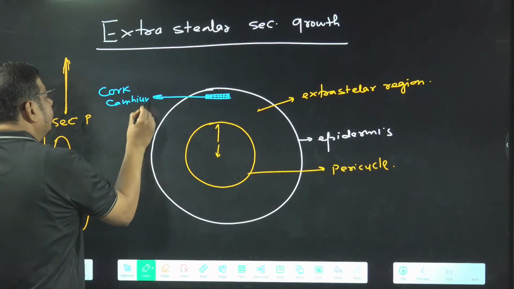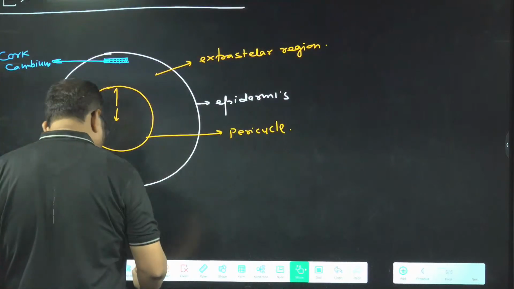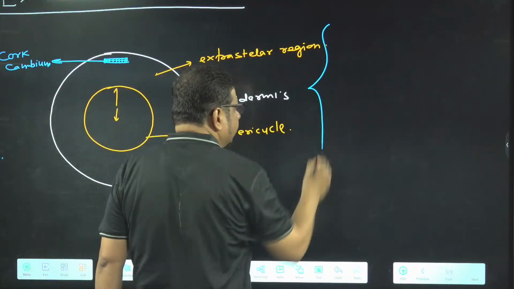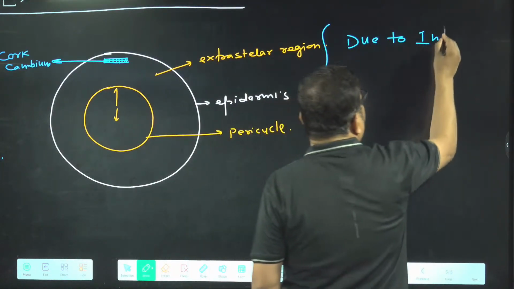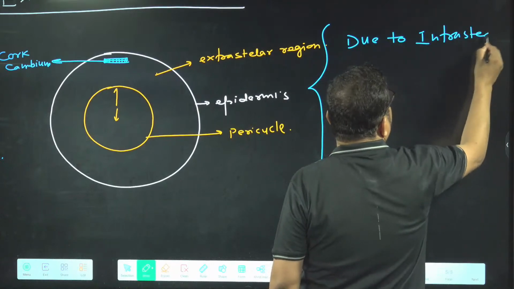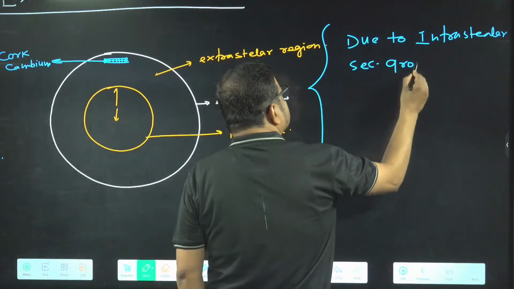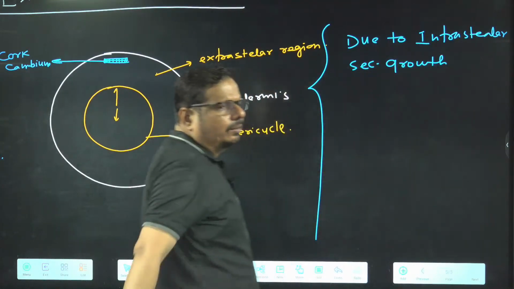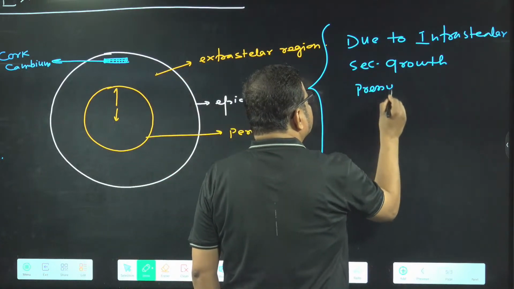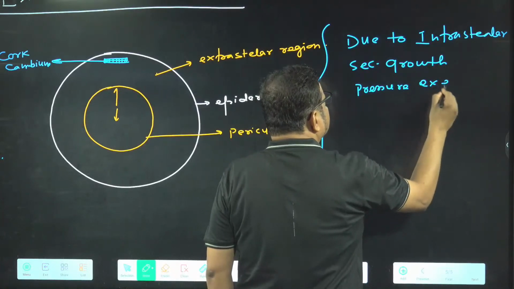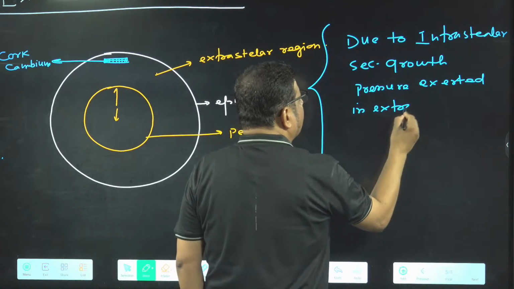So let me write it. Right, so you get a better picture. What I am writing here: due to intrastellar secondary growth, what happened? Pressure exerted in which region? Extrastellar region.